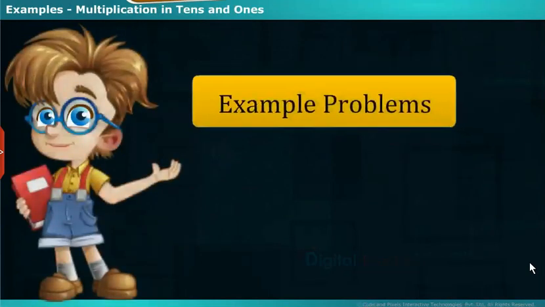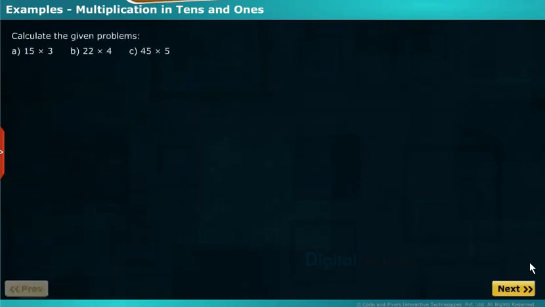Let us see some example problems. Multiplication in tens and ones. Calculate the given problems. A. 15 into 3. Here we are given 15 into 3, where in 15, 5 is in the ones place and 1 is in the tens place.